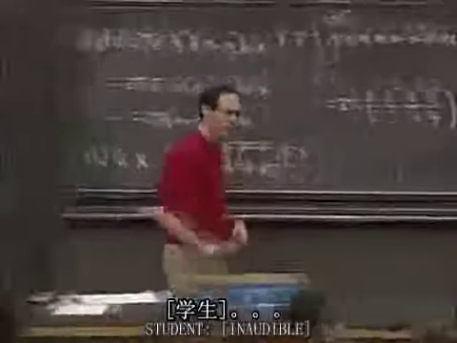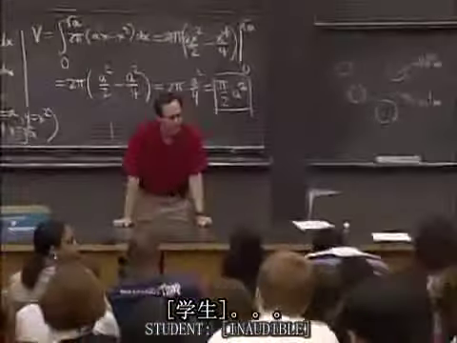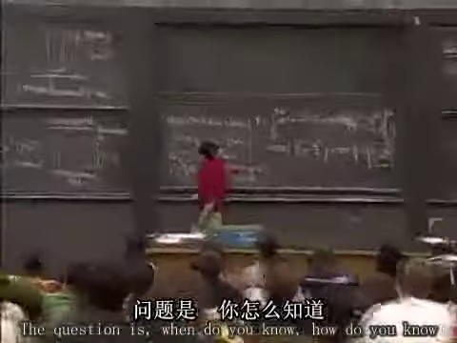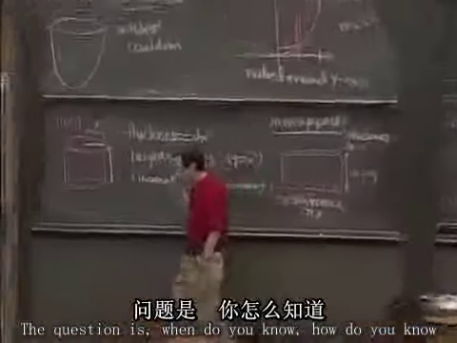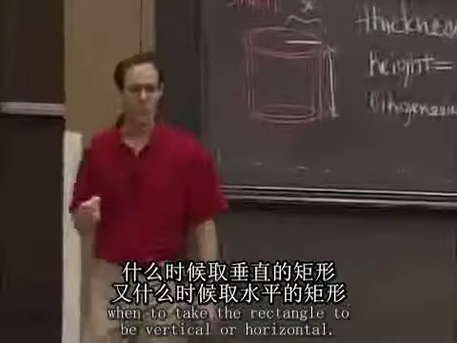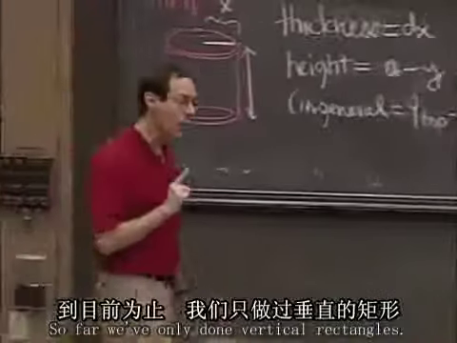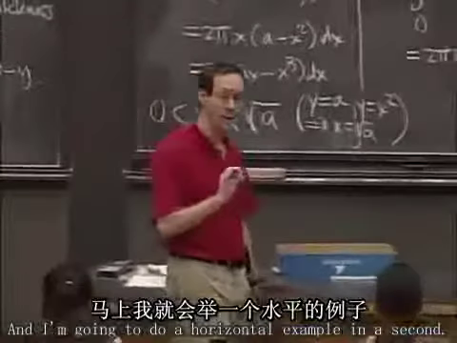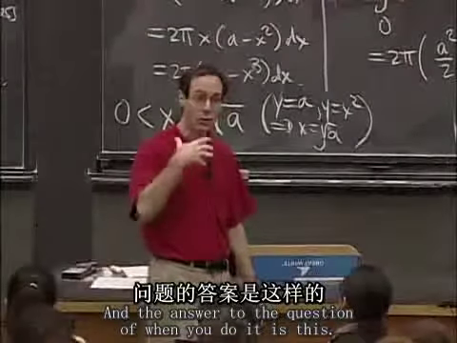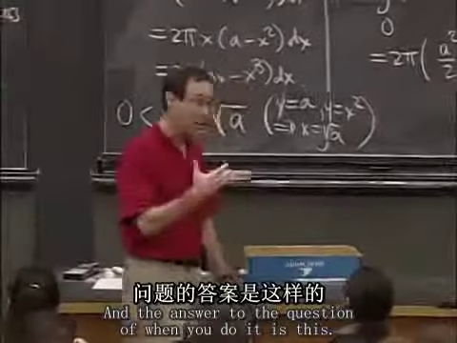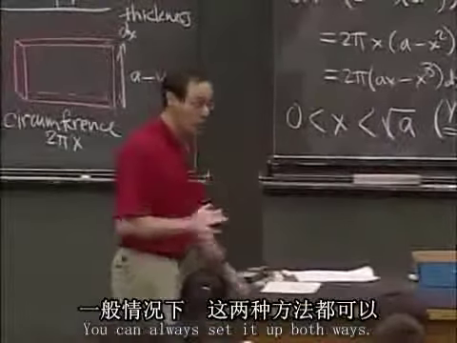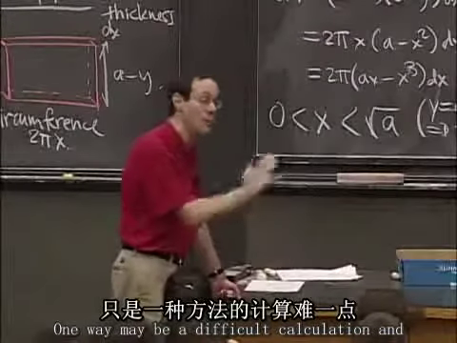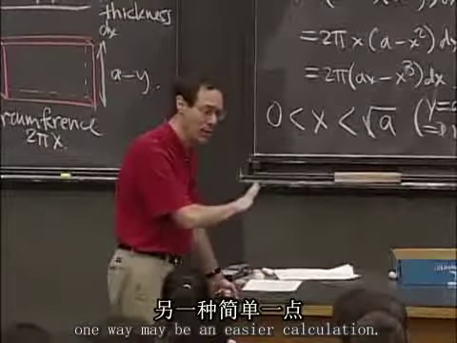Yeah, another question. How do you know when to make your characteristic rectangle vertical or horizontal? Oh, good question. The question is, how do you know when to take the rectangle to be vertical or horizontal? So far, we've only done vertical rectangles. And I'm going to do a horizontal example in a second. And the answer to the question of when you do it is this. You can always set it up both ways. One way may be a difficult calculation, and one way may be an easier calculation.